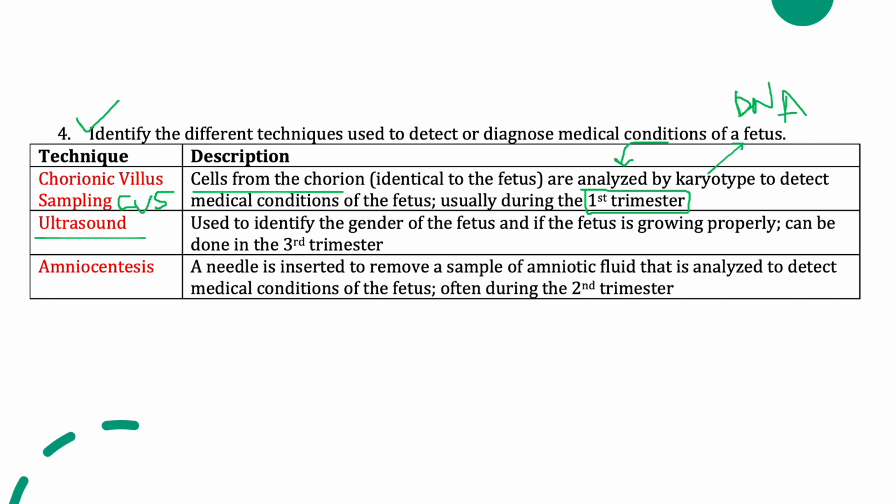Ultrasound, as we discussed, can be done in the first, second or third trimester. Don't worry, it's just mentioned over here as third trimester, so no worries. It is used to identify the gender of the baby, the growth of the baby, and the position of the baby. Amniocentesis is mainly done in the second trimester, and amniotic fluid is taken with the help of a needle, and the analysis is done to detect if there is any medical condition in the baby.